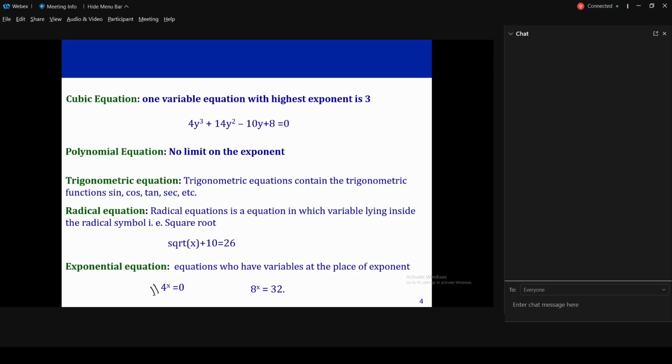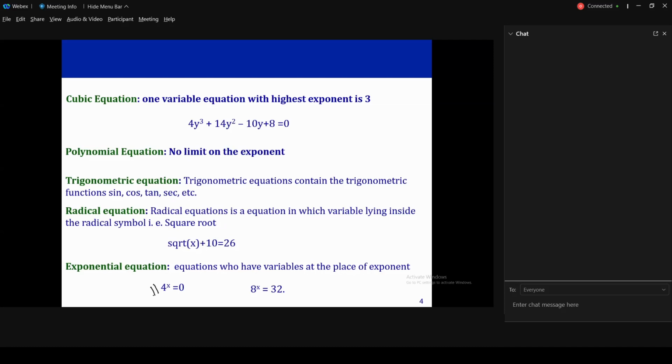So the x variable lies at the place of the exponent. Those equations we call exponential. Having classified these equations and tried to understand the different types of equations with examples, we will go ahead and try to solve them.